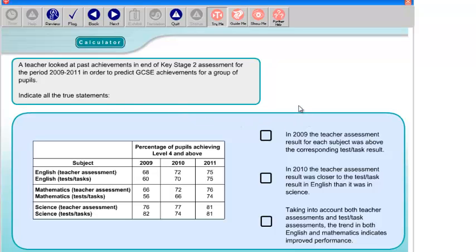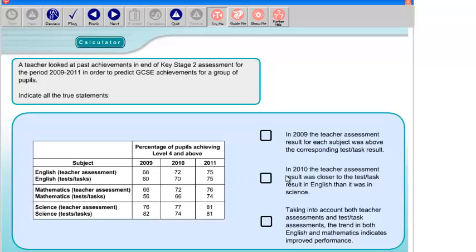So once again, 3 questions to answer. Statement 1. In 2009, the teacher assessment result for each subject was above the corresponding test result. So okay, only focusing on 2009, so we ignore the other ones for now. So let's have a look. So the teacher assessment here was higher than for the test. And for maths, it also was. And for science it was not, so that's not true.